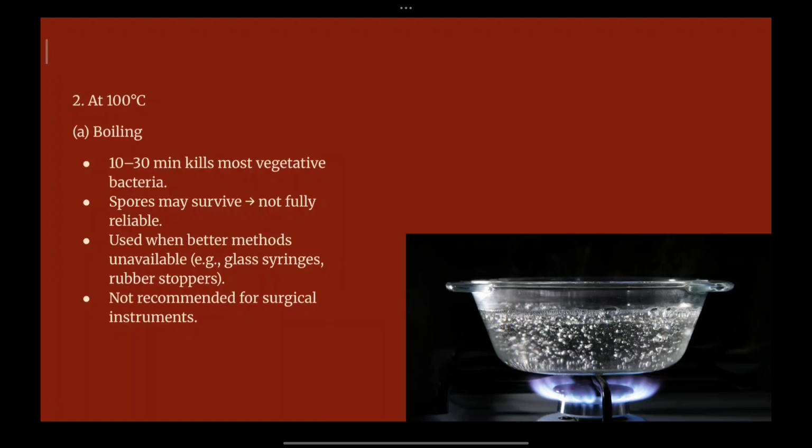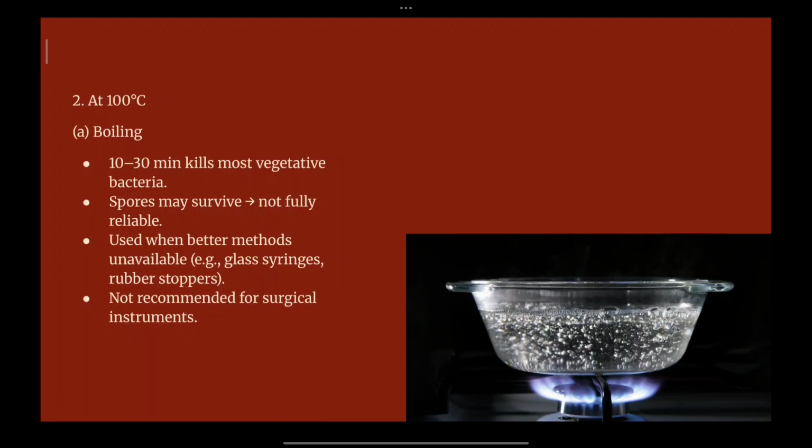Now this boiling involves about 10 to 30 minutes to be done in order to kill most of the vegetative bacteria. But the only disadvantage here is that the spores will survive. They cannot be killed completely, and this method is not reliable. So this boiling method can be used for various other materials, but for glass syringes and rubber stoppers, you can't use them because they will melt.